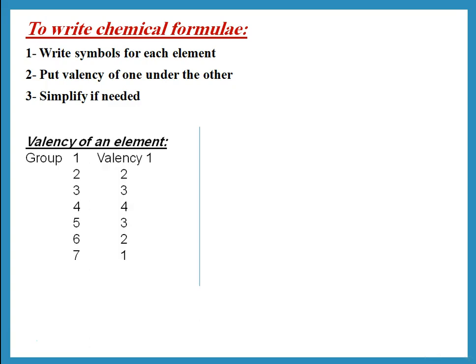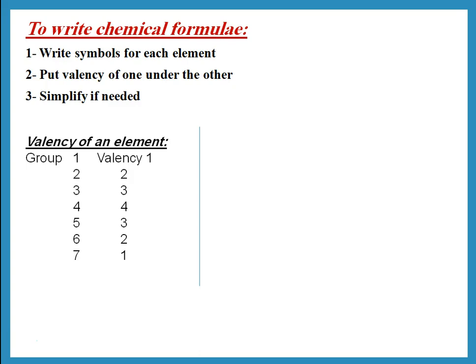Now, what do we mean by valency? Well, if something is in group 1, it has 1 electron in its outermost shell, so its valency is 1. Anything in group 2 has 2 electrons in its outer shell. It needs to lose these 2 electrons to be complete, so the valency is 2. Anything in group 3 has 3 electrons. It needs to lose these 3 electrons, so we say the valency is 3. Anything in group 4 has a valency of 4.